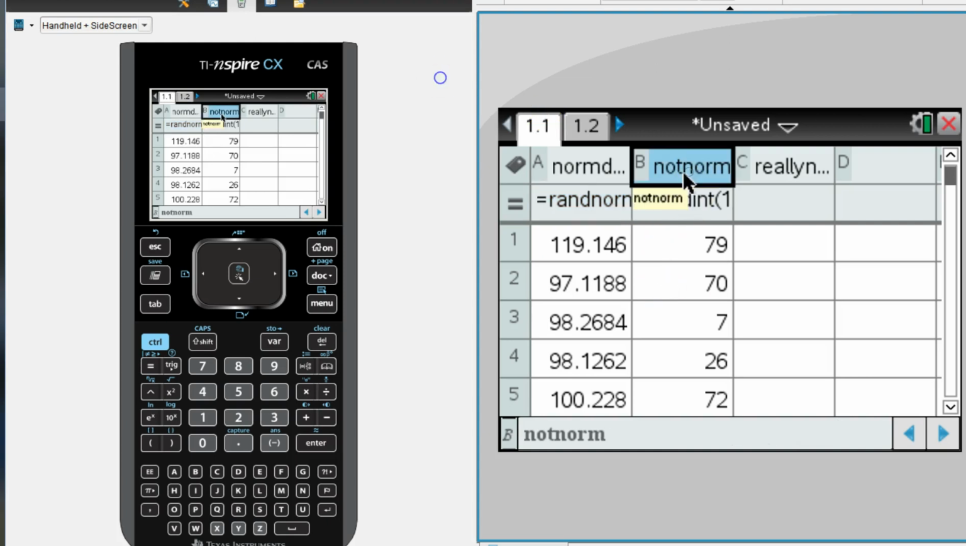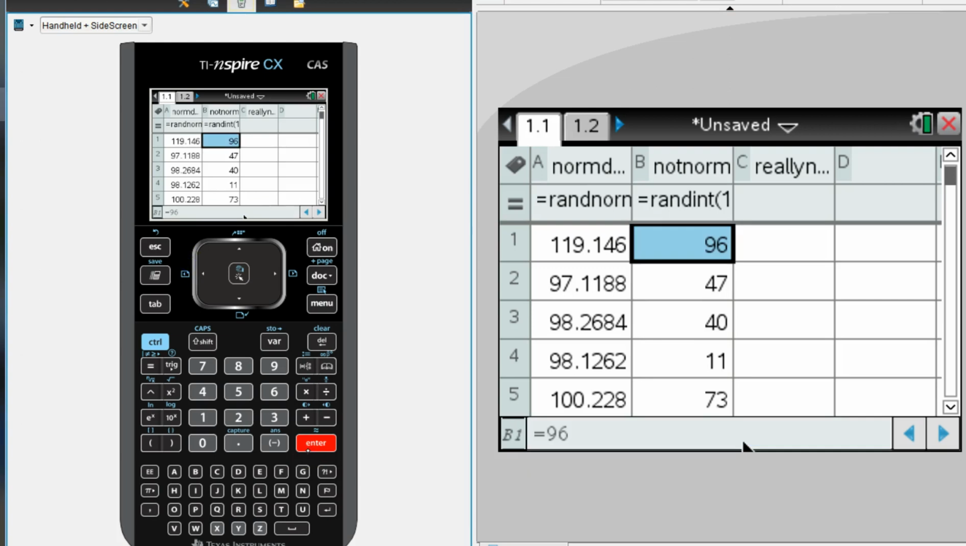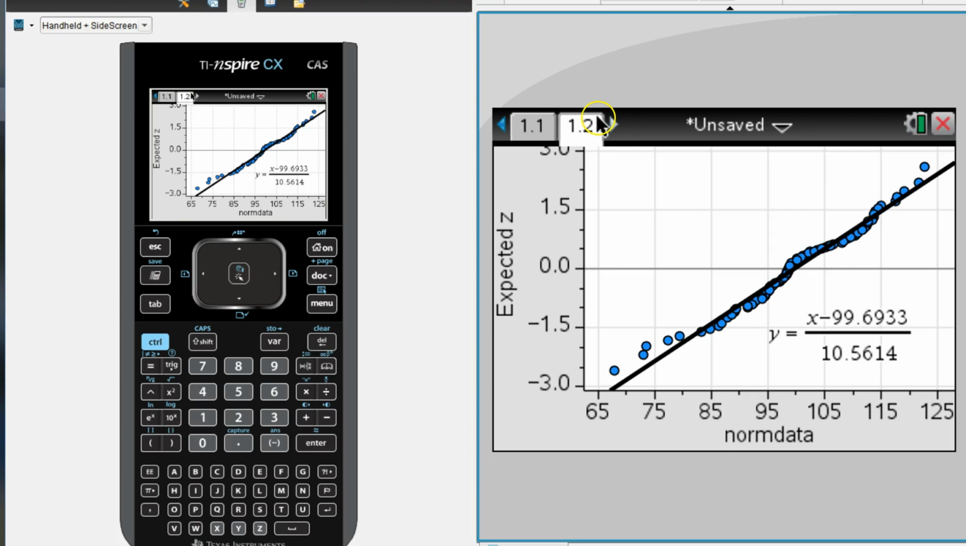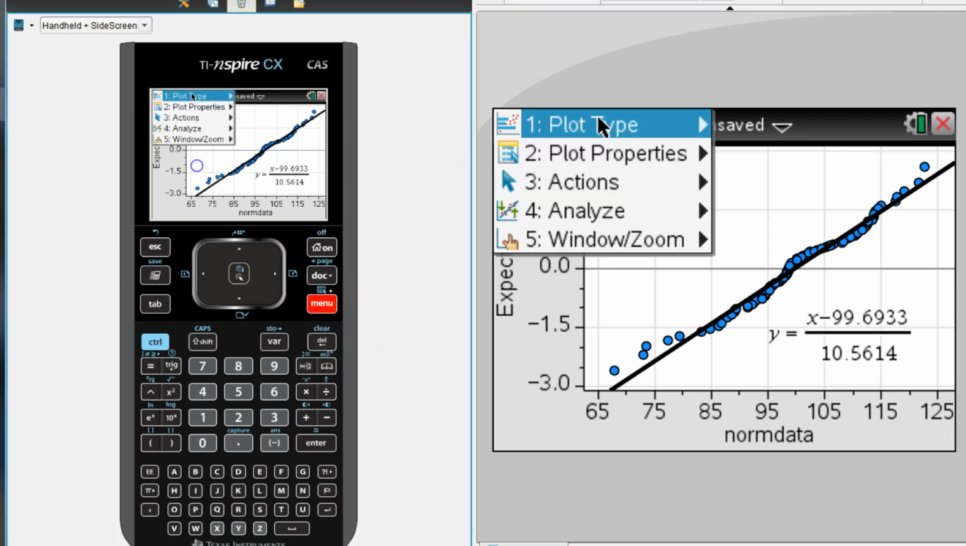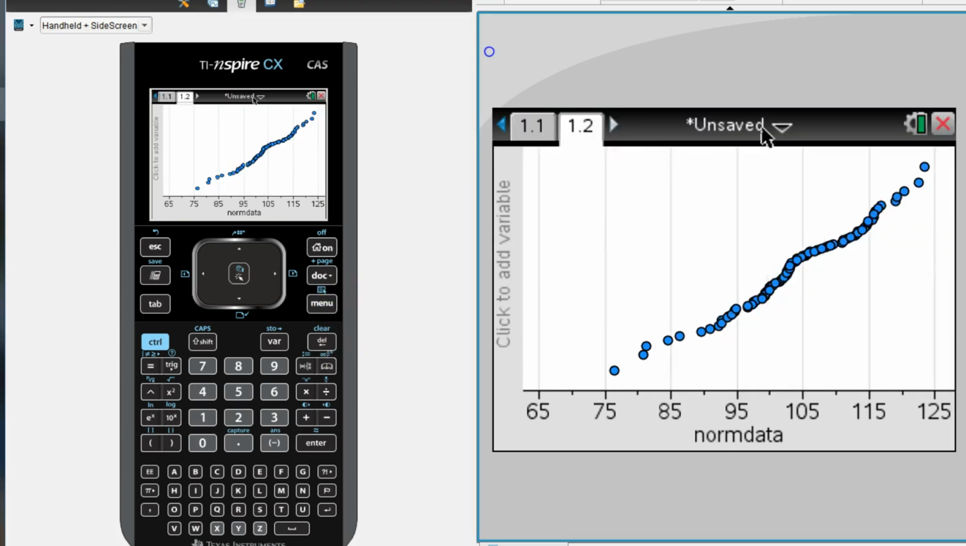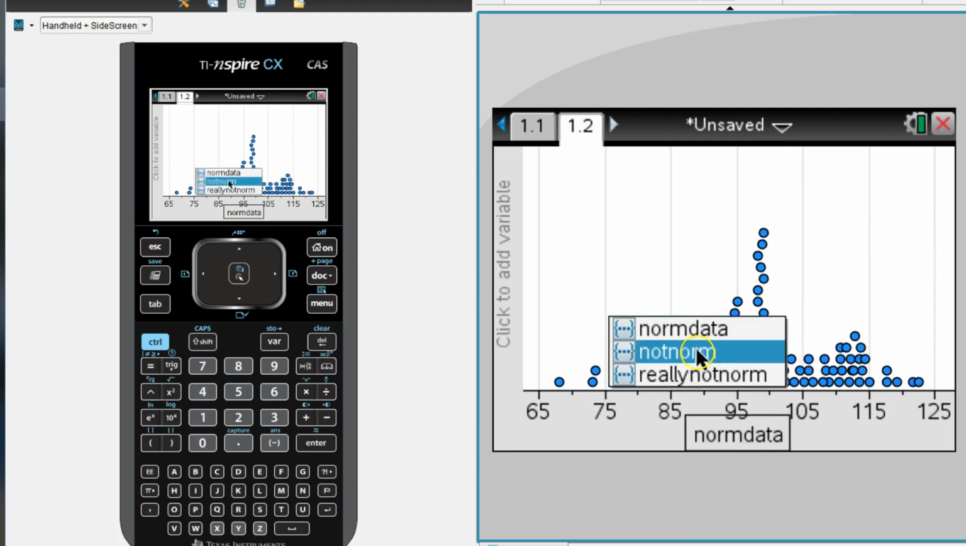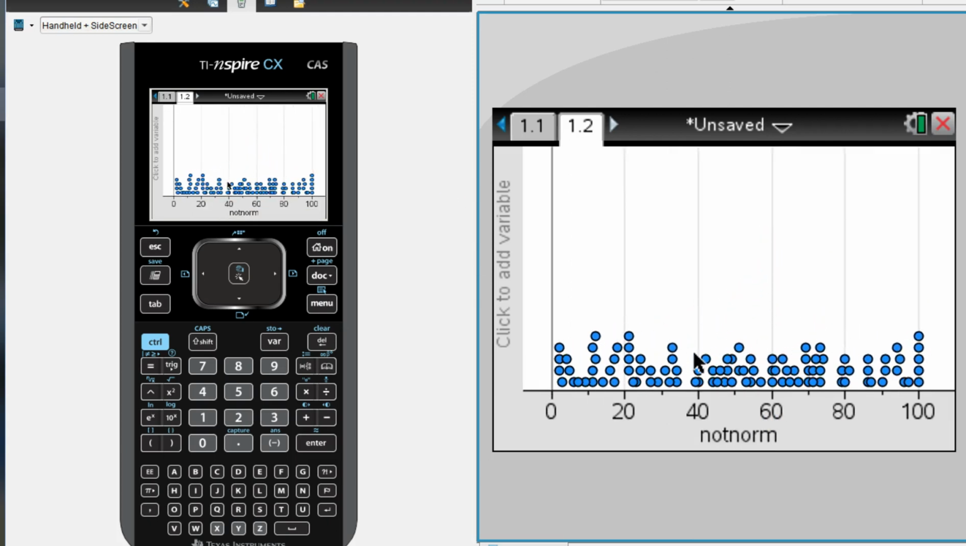What if I said, I'm going to create something that's not normal? I want a random integer between 1 and 100. Well, this should fall pretty evenly between 1 and 100. It's not going to bias itself towards the middle. I'm going to have random numbers between 1 and 100. Okay? When I go to look at that graph, let me go back to just the dot plot on the not normal. This is pretty standard level.